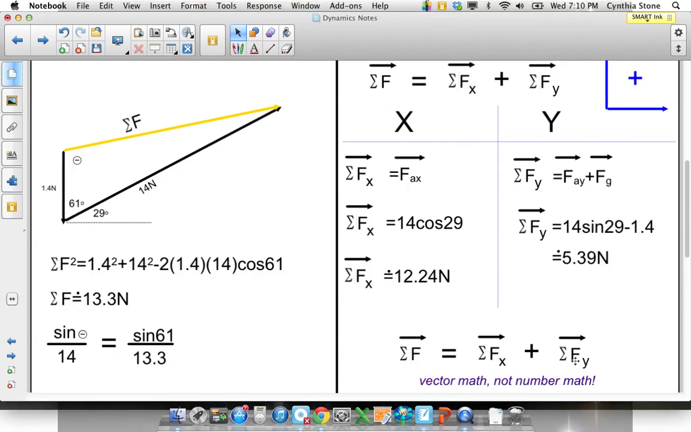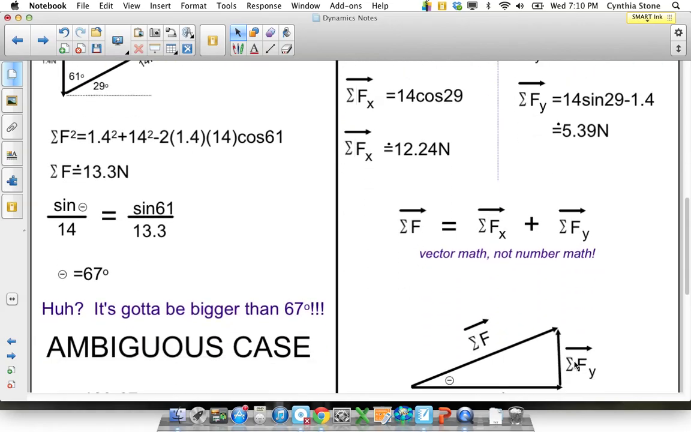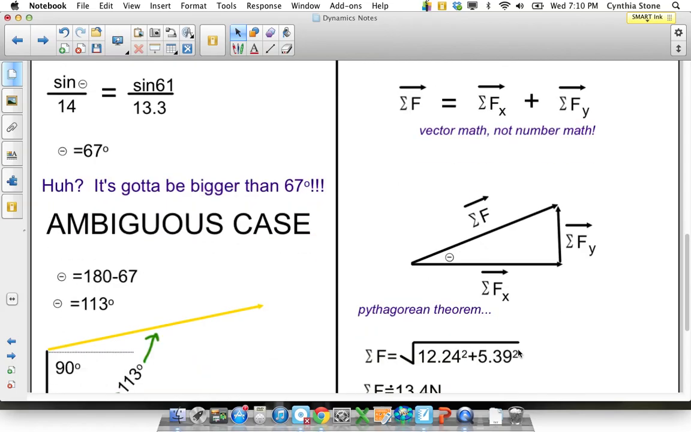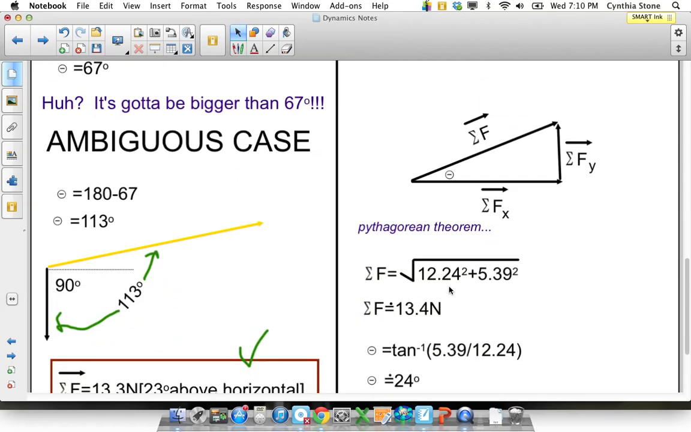Here I'm looking for my overall net force. It's vector math, not number math, so you have to make a triangle, right? Make my right angle triangle with the sum of FX and the sum of FY, and get the angle. Use Pythagorean theorem. The numbers we've already solved for. You get 13.4, a little bit off, right? You can be off because of the amount of rounding. You do more rounding in the x and y component method, which is another reason why someone like Restall would prefer the sine and cosine: fewer steps means less rounding and a more accurate number at the end.